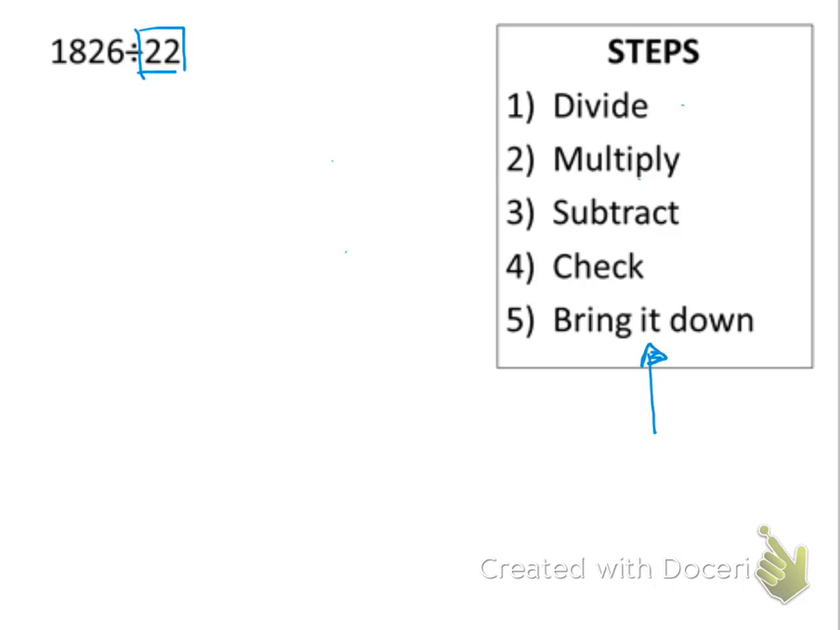To start, make sure you've written down these steps, and then you're going to write this example with me. So we have 1,826, and it is going to be divided by 22. So remember, the first number goes inside our division sign.